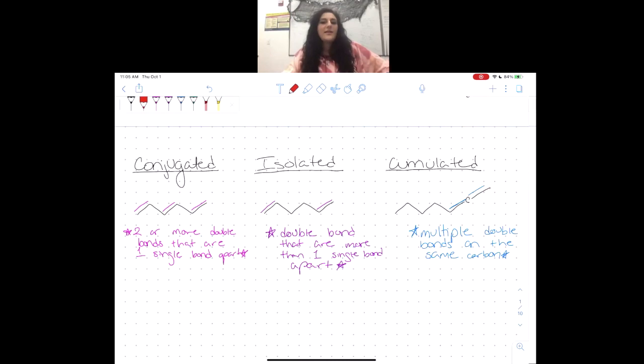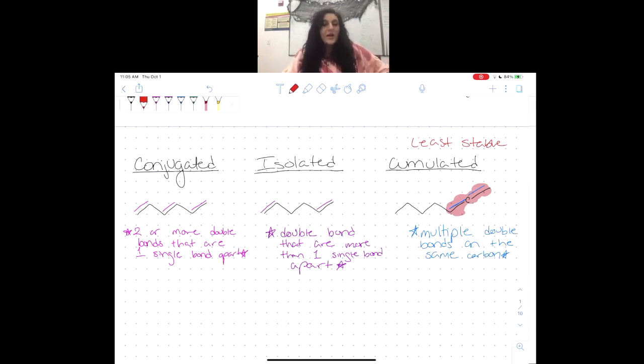We can tell that cumulated is not very stable because of all of these steric effects and electronic effects and all the unhappiness that's going on right here. We're not happy, so this is actually going to be the least stable. Isolated is just kind of in the middle. It's nothing special. Sometimes there's double bonds, sometimes they're far apart.